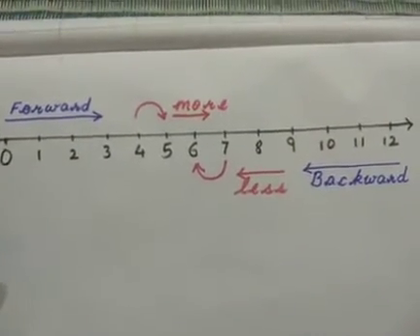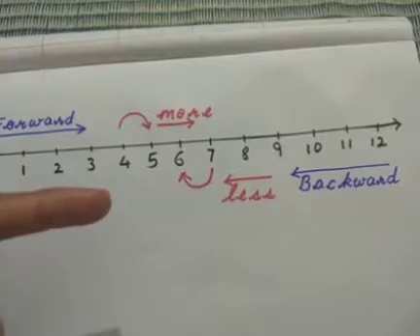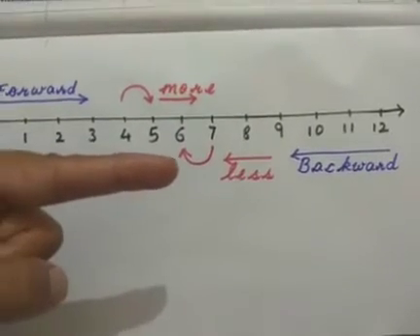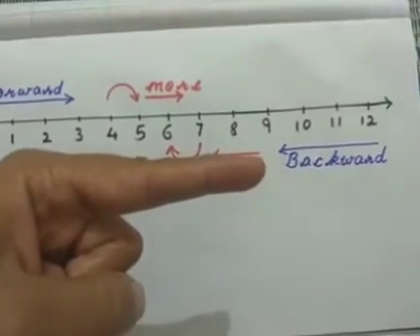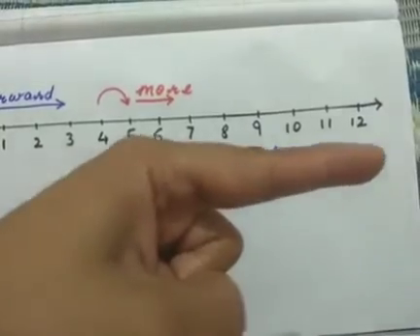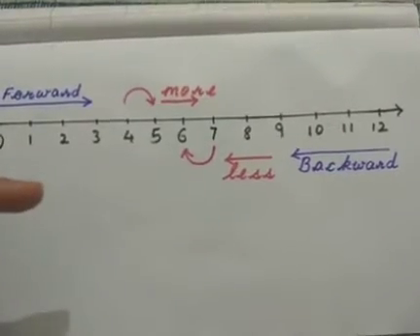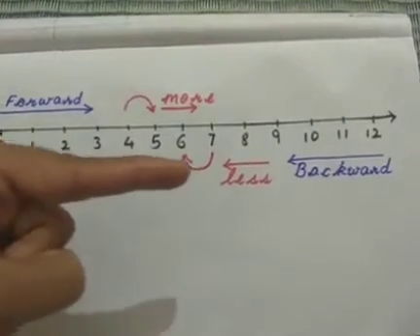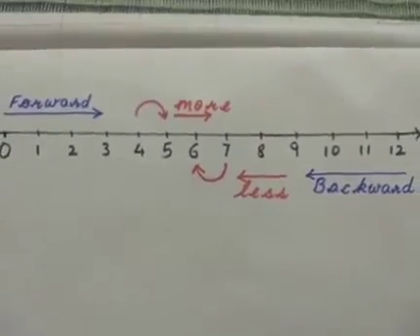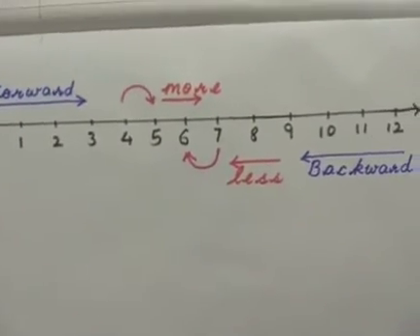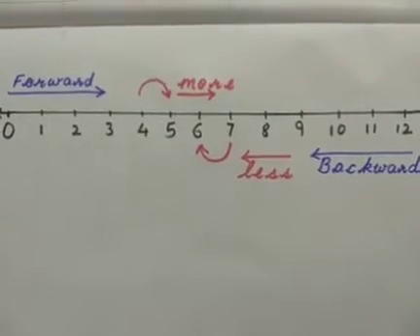So we start with 0, we go forward. Okay, 0, 1, 2, 3, 4, 5, 6, 7, 8, 9, 10, 11, 12. You see, we are going forward. So this is like a train. Yes, and you go forward. And what happens when you go forward? When you go forward, do you see your numbers go on increasing? The numbers are getting bigger. And they're becoming more and more.